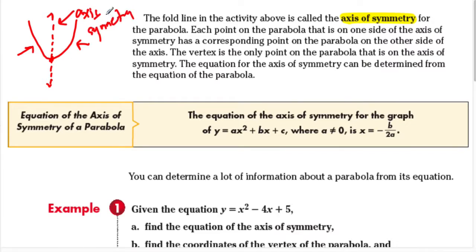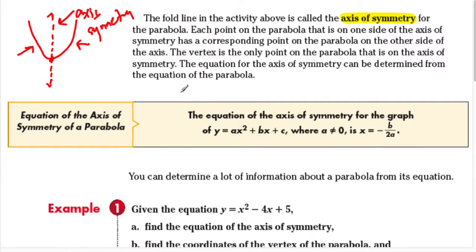Remember we talked about symmetry, line of symmetry, in the 6th grade. The line of symmetry is the line that divides a figure into two equal parts, or two congruent parts. In this case too, if this is our axis of symmetry, whatever is on this side of my parabola will be equal to whatever is on the right side.